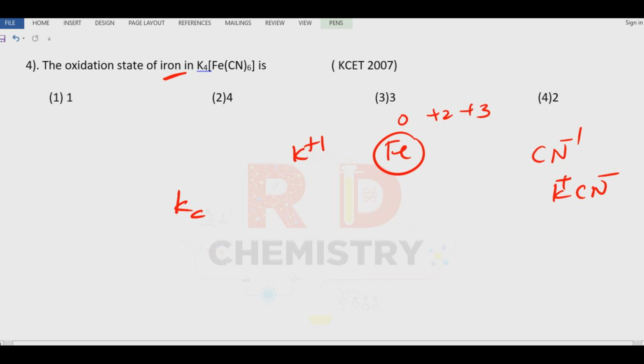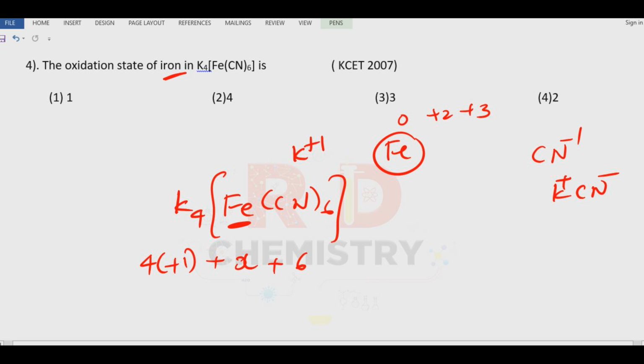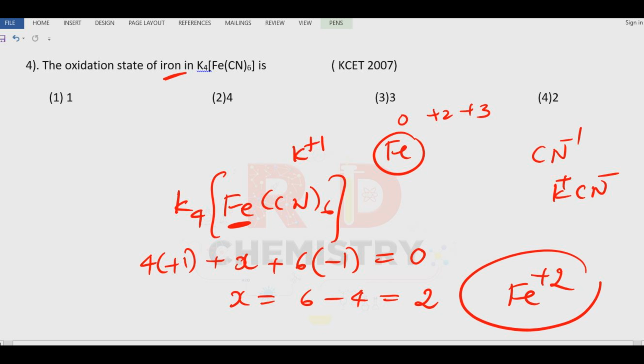So if I take K4 Fe(CN)6, right? So potassium is 4 into plus 1 charge. That of the iron is unknown, let it be X. Plus 6 into the charge on cyanide, which is minus 1. Total is 0, neutral. So therefore X is equal to 6 minus 4, which is plus 2. So iron exists as the ferrous, plus 2 charge. So therefore the option number is which one? The fourth one is the answer, right?